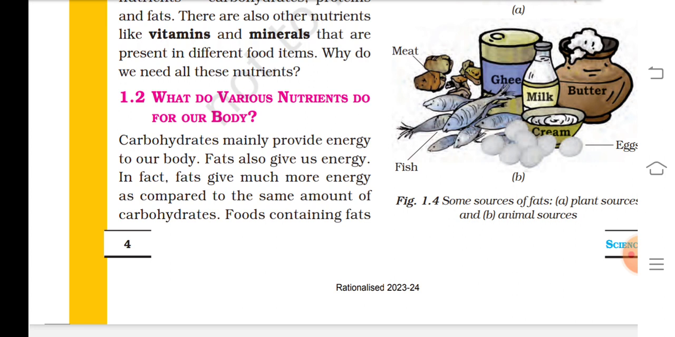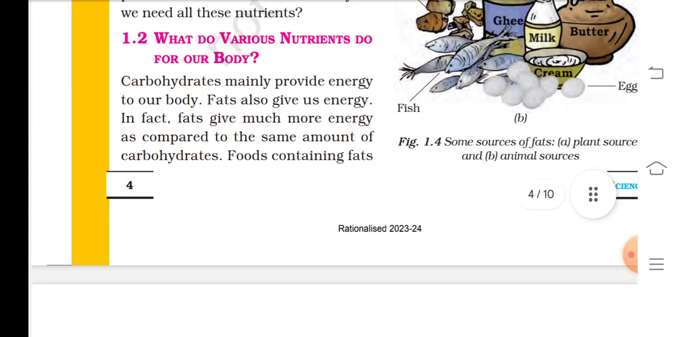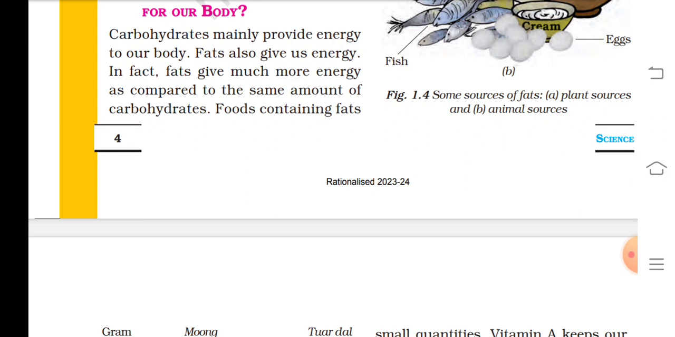Why do we need all these nutrients? What do the various nutrients do for our body? Carbohydrate mainly provides energy to our body.